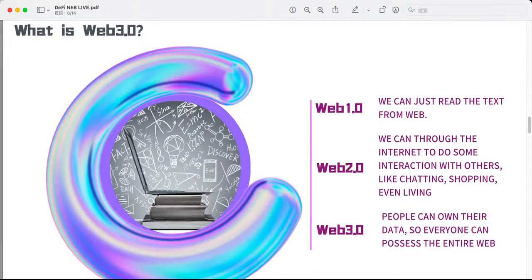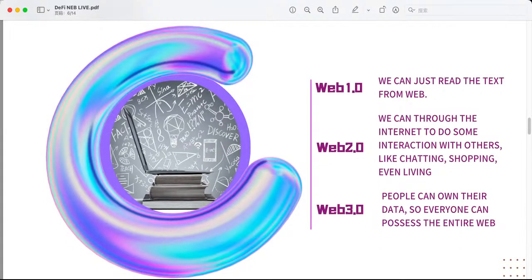In Web 1, we think that was the beginning of the internet, and we can just read the text from the web, and we didn't do interactions with people or the web. So we can just get information from the web, and we cannot create content on the web, and also we cannot interact with the other people on the web.